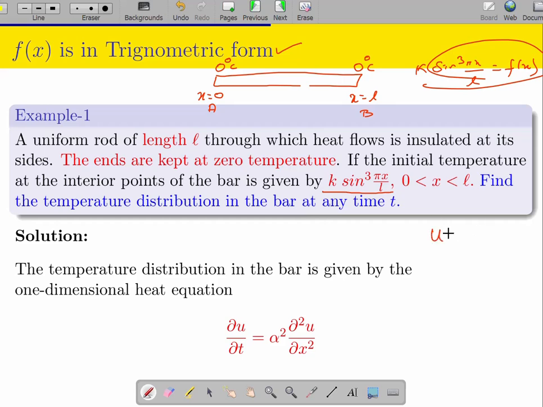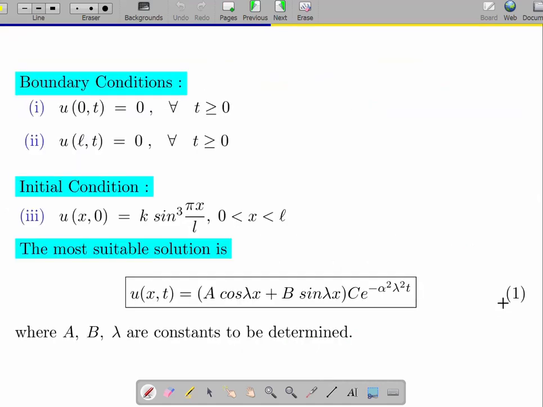So we need to find u of x comma t at any time t. We know the one dimensional heat equation is dou u by dou t equal to alpha squared into dou squared u by dou x squared. Solving this, we get three solutions, and this is the proper solution. What are the boundary conditions? First condition: u of 0 comma t is equal to 0 for all t greater than or equal to 0. Second condition: u of L comma t is equal to 0 for all t greater than or equal to 0. Third condition: u of x comma 0 is equal to K sin cubed (pi x by L), where x lies between 0 and L.